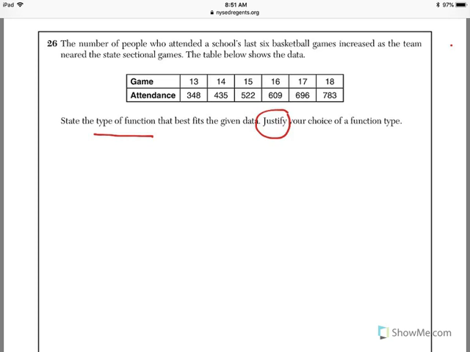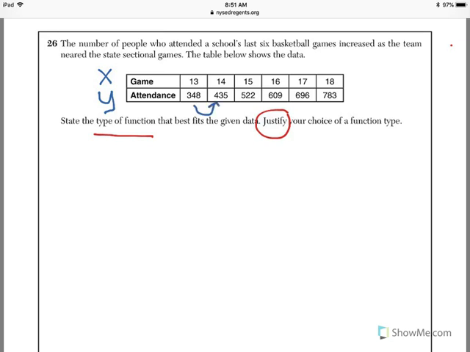And the two main differences are that in a linear function, you are repeatedly adding or subtracting to get to the next y value, whereas in an exponential, you're repeatedly multiplying or dividing to get to the next y value. So if we look at the x's, which in this case talk about the games, versus the y, which is the attendance, since the games are just increasing by 1 each time, we can focus on the y values. And we need to figure out what is the pattern.